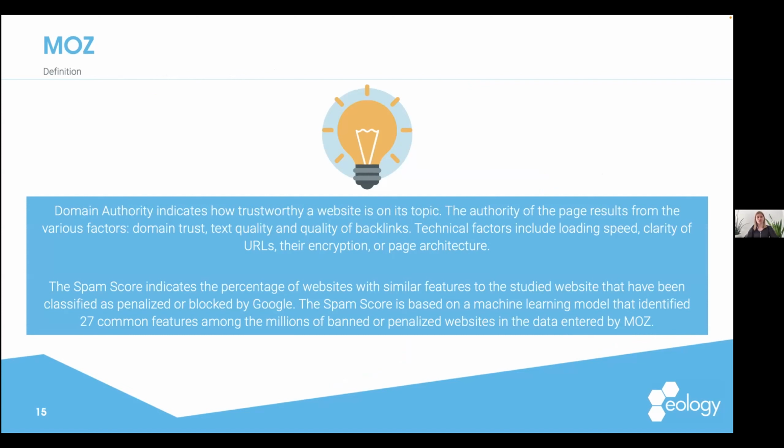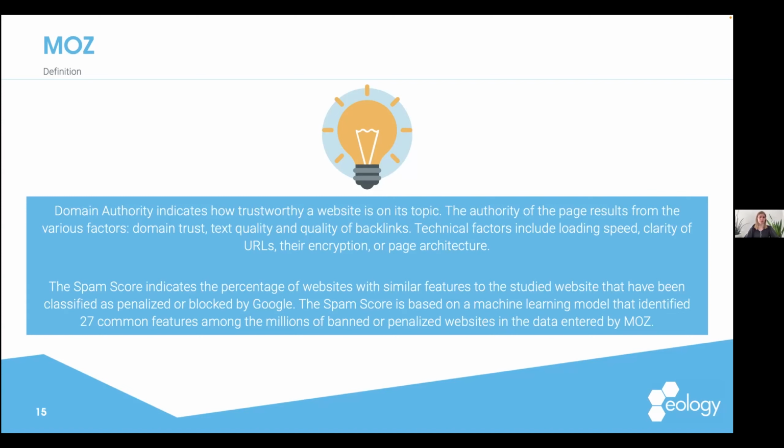We also have a definition here for the domain authority. It indicates how trustworthy a website is on its topic, and the authority of the page results from various factors like domain trust, text quality, and the quality of backlinks. Technical factors are also included, for example, loading speed, clarity of URLs, the encryption, and the page architecture.